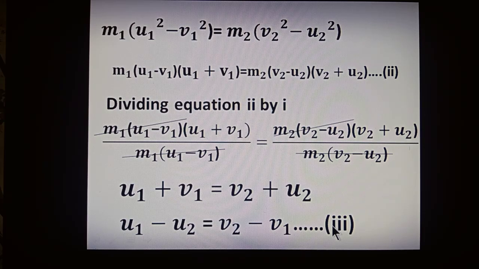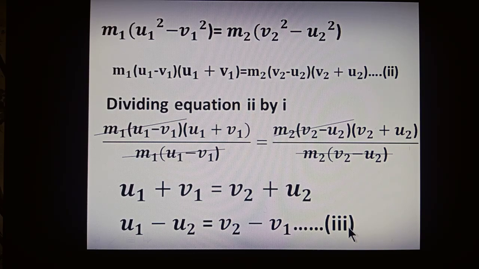Students, it is a very important equation. This equation shows that the speed of approach u1 - u2, the velocity with which they were approaching each other before collision, is equal to the velocity with which they are receding from each other after collision. Speed of approach is equal to speed of recession. I mark it equation number 3.